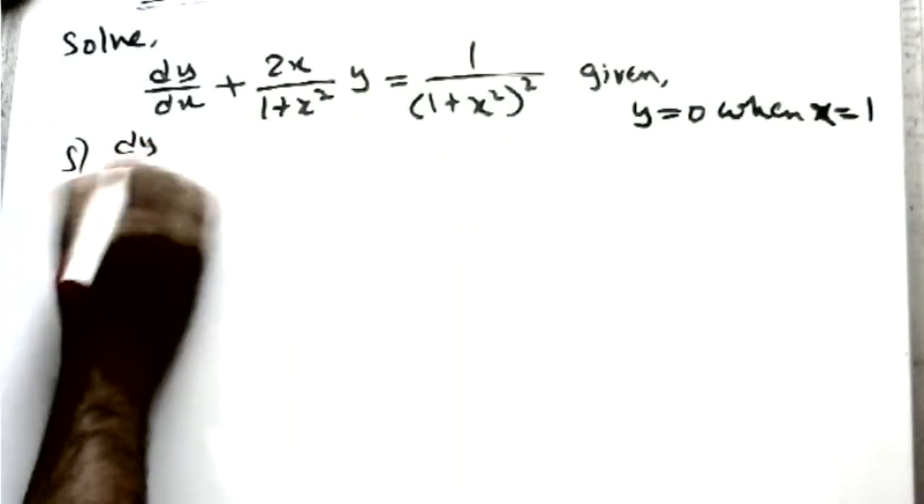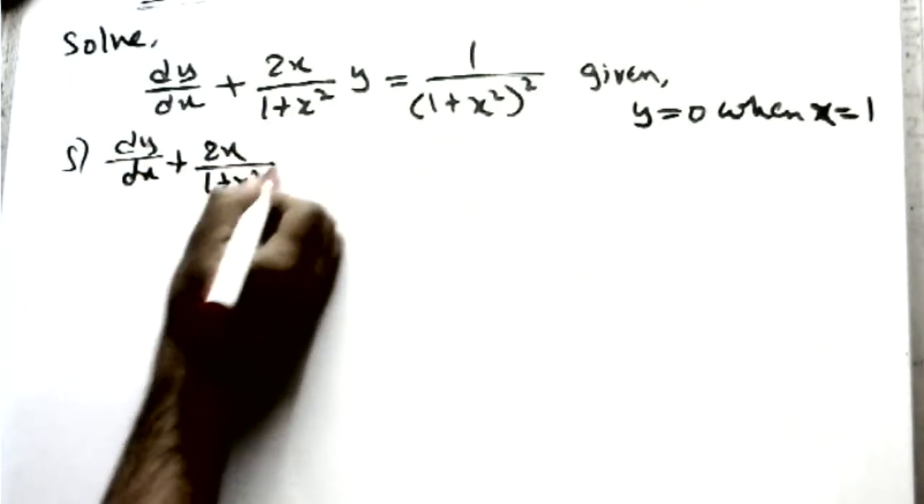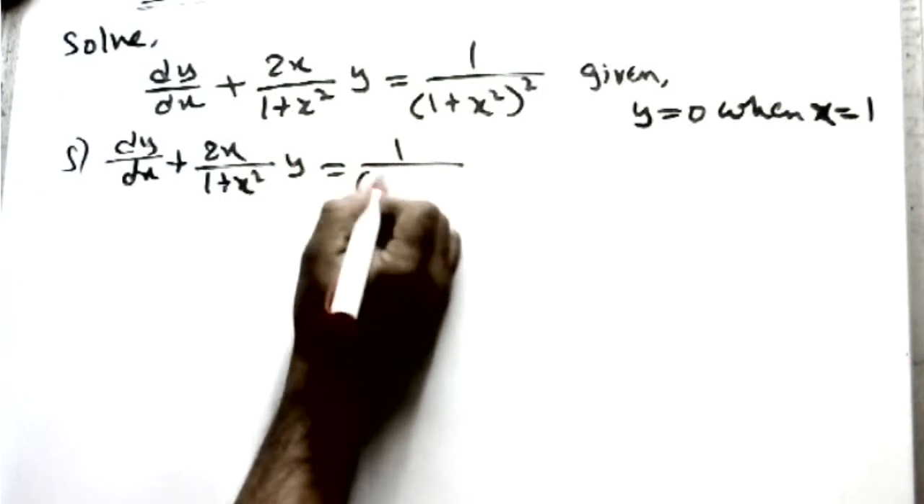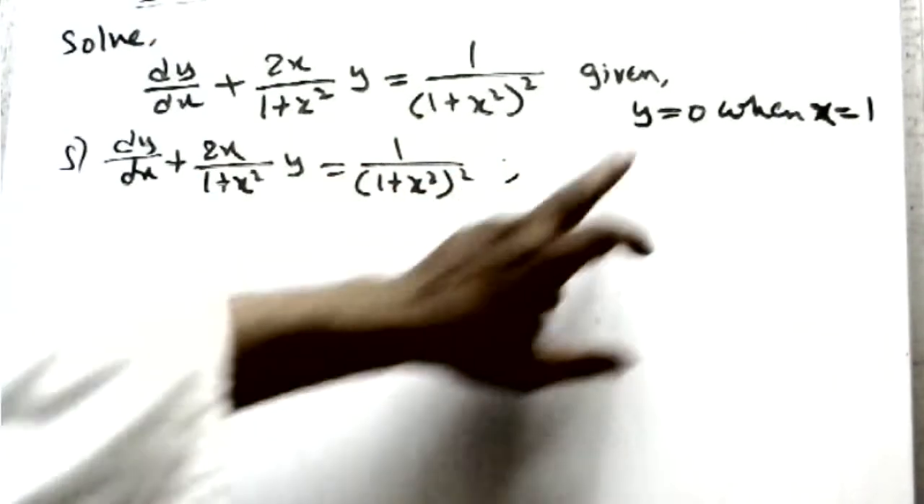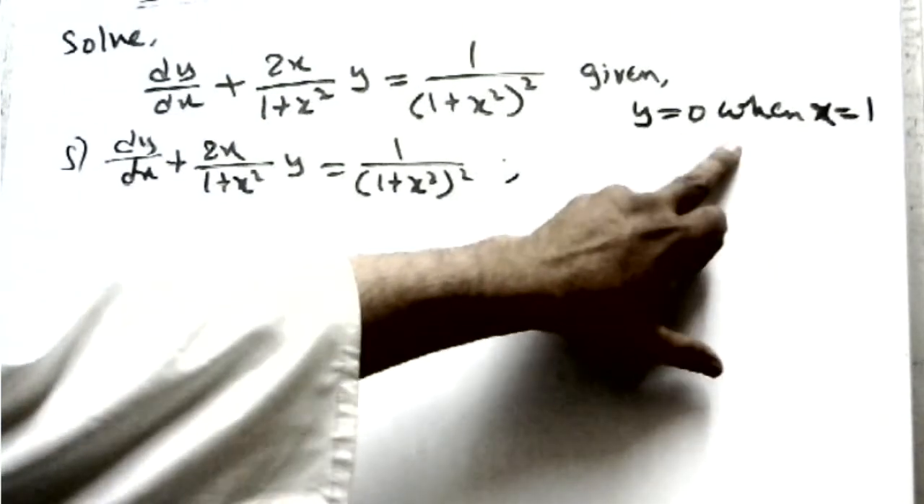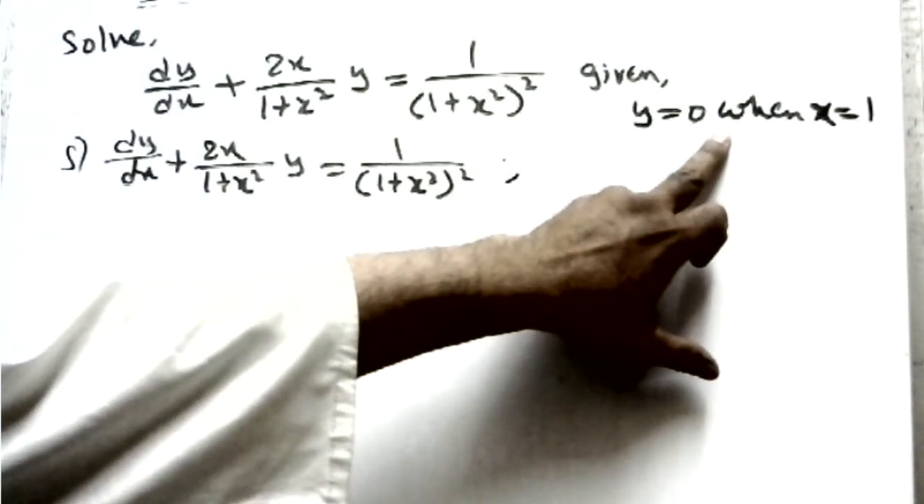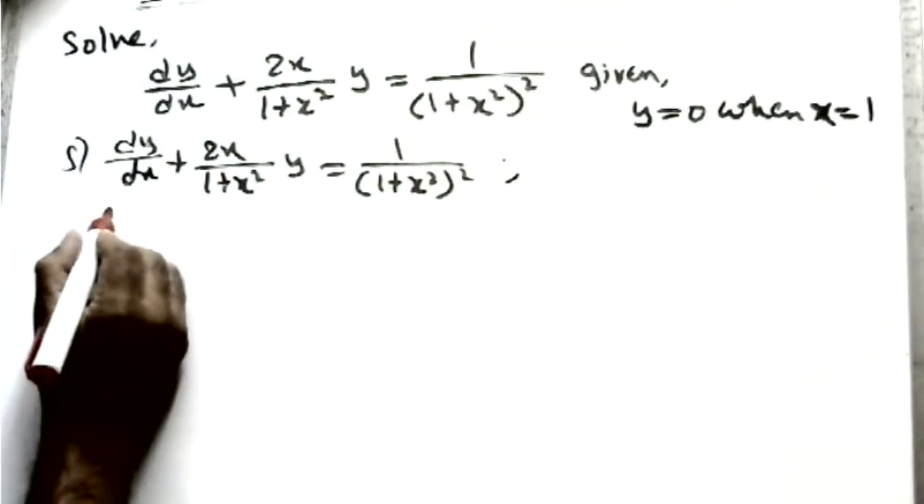Now see the next question on the board. We have dy by dx plus 2x by (1 plus x square) into y equals 1 by (1 plus x square) whole square. These conditions, let me use in the last. Whenever these conditions are given, we use them to find the value of c. Let me see this afterwards.